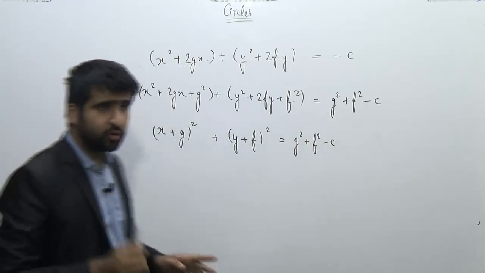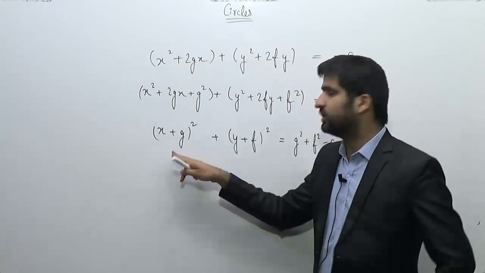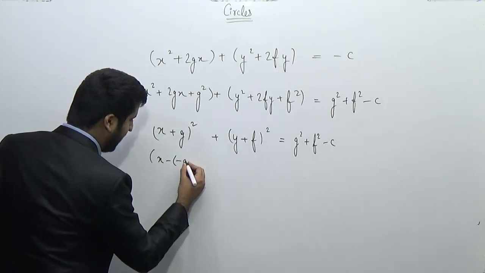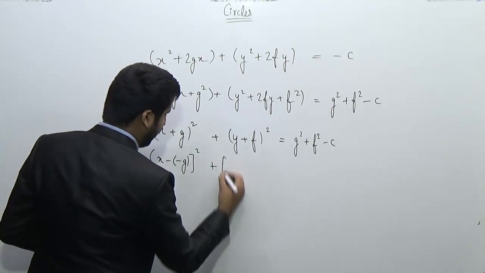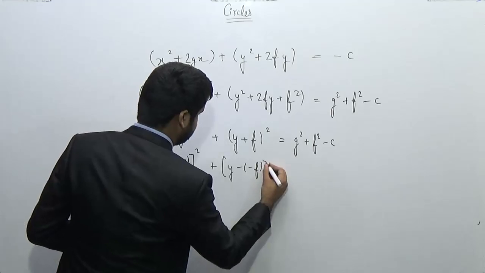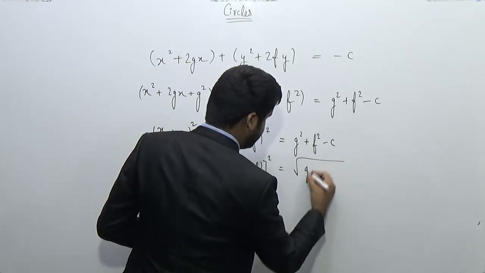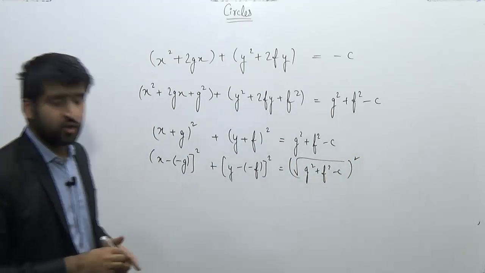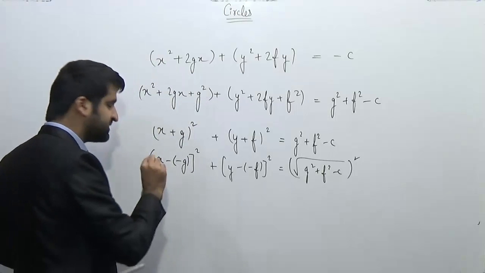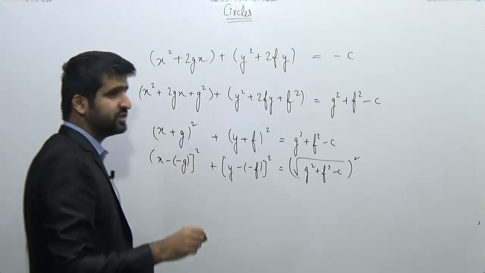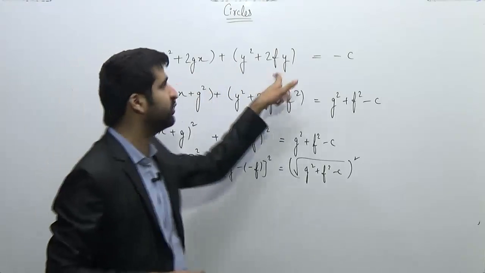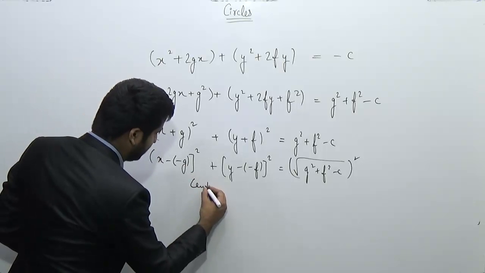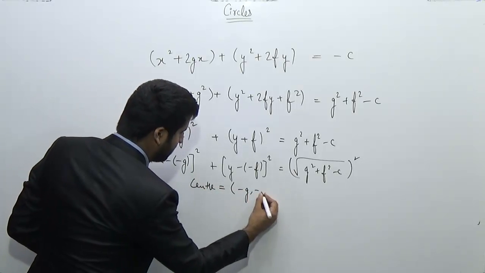Right? And if I try to compare it with the equation where I knew the center and the radius of the circle, this will become something like this: x minus g whole square plus y minus f whole square is equal to under root g square plus f square minus c whole square. Right? So now I know that the center of this circle, whose general equation is given by x square plus y square plus 2gx plus 2fy plus c is equal to 0, is given by minus g comma minus f. So the center of this circle is always minus g comma minus f.